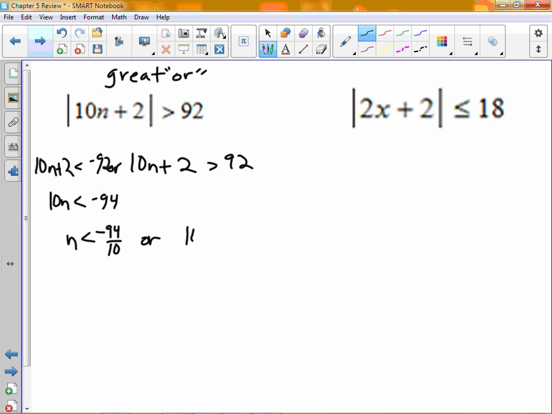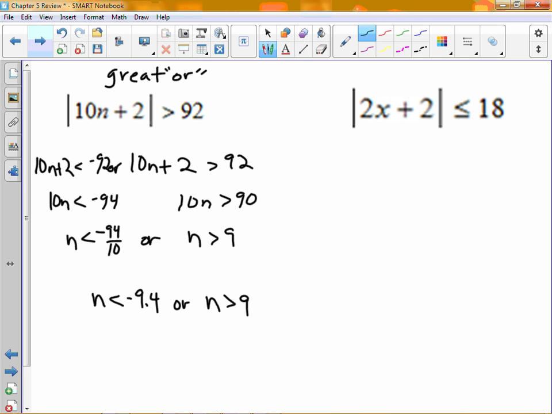So 10n is greater than 90, and so n is greater than 9. So I need to reduce this. Let's see, that would be negative 9 and 4 tenths, negative 9.4. So n is less than negative 9.4, or n is greater than 9.